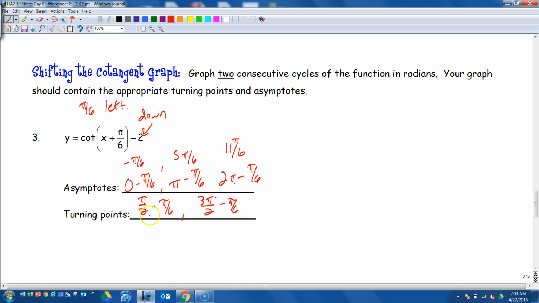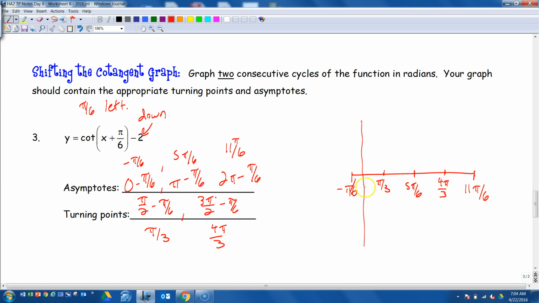The turning points are pi over 3 and 4 pi over 3. So I do my graph. Negative pi over 6 is here, and 11 pi over 6 is here. The middle is 5 pi over 6. This is pi over 3, and this is 4 pi over 3. So now my asymptotes, oh, and I need to draw my 0 somewhere. So here's my axes. I'm sorry, my negative 2, 1, 2.